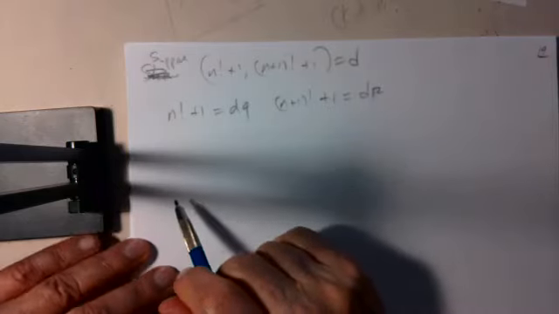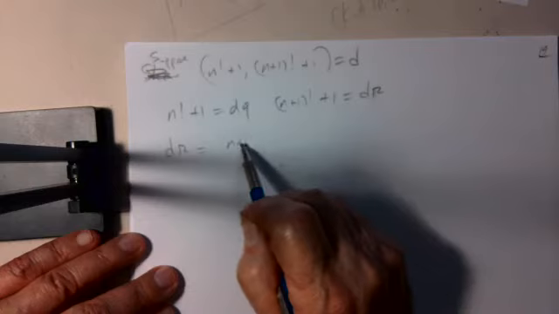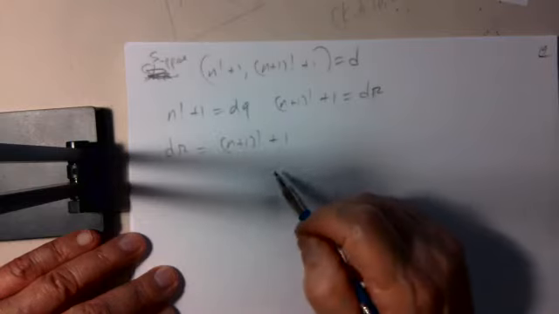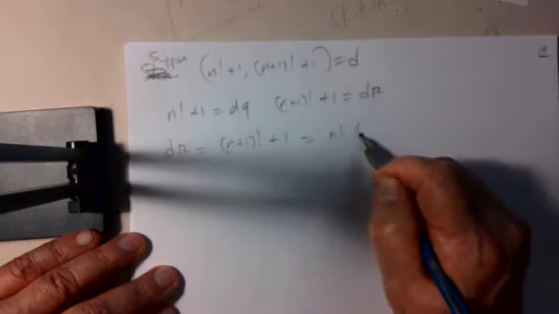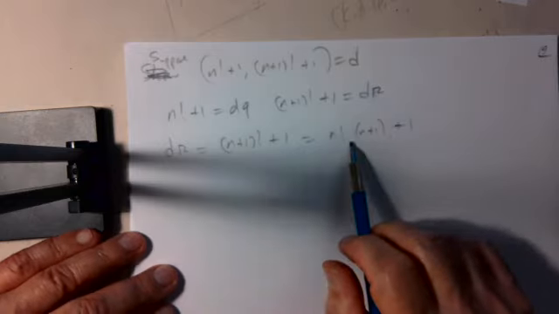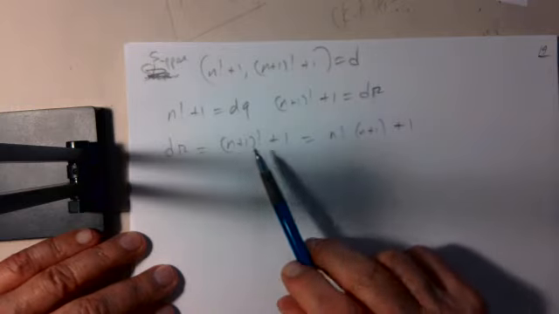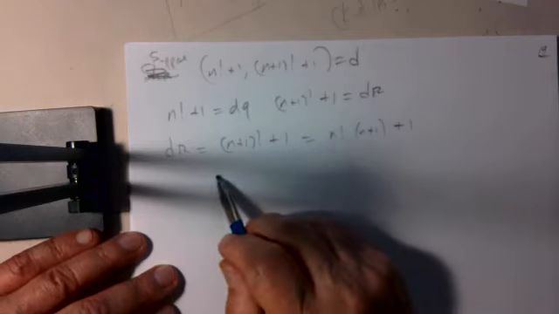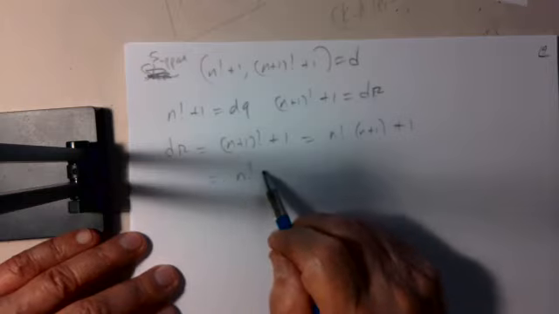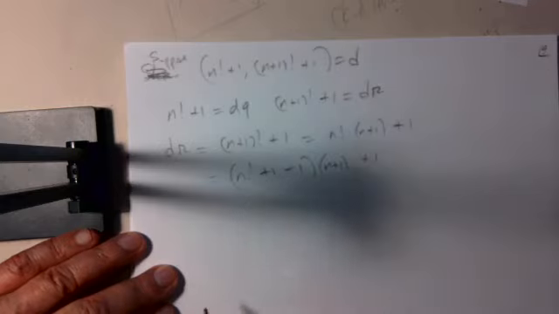So let me do some sneaky arithmetic and see if I can get a proof. So dr is (n+1)! plus 1. (n+1)! is n! times (n+1), plus 1. Okay? Any questions about this? (n+1)! is the product of all the numbers up to n times n+1. So I'm going to write this as (n! plus 1 minus 1) times (n+1), plus 1.